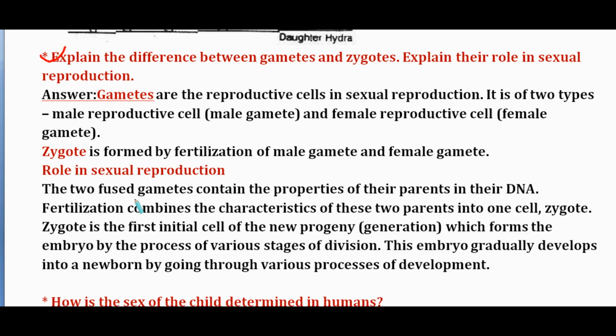Role in sexual reproduction: the two fused gametes contain the properties of their parents in their DNA. Fertilization combines the characteristics of these two parents into one cell, which is known as the zygote. The zygote is the first initial cell of the new progeny generation, which forms the embryo by the process of various stages of division. This embryo gradually develops into a newborn by going through various processes of development.